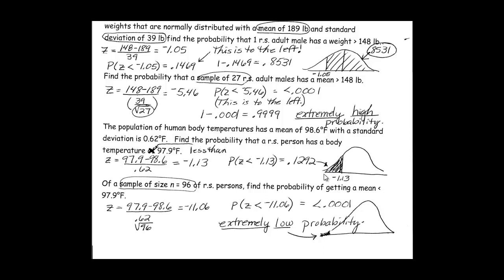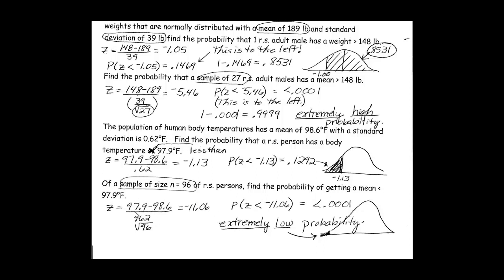less than this 97.9, which is a fair distance away. It's more than one standard deviation away. So that would be just looking at one person. Now we're going to look at a sample of 96 randomly selected persons and find the probability of getting a mean that is less than 97.9.